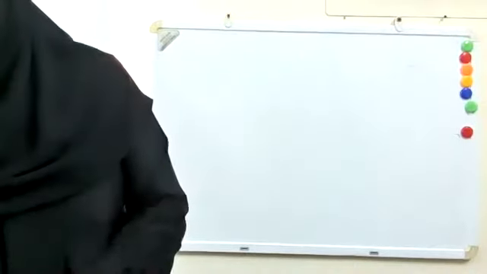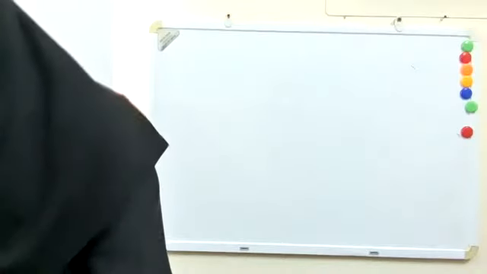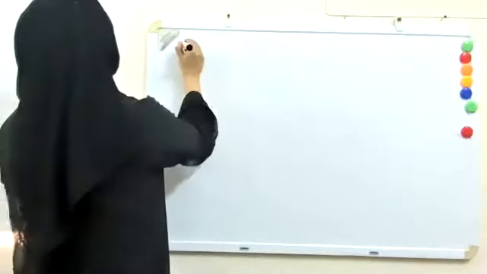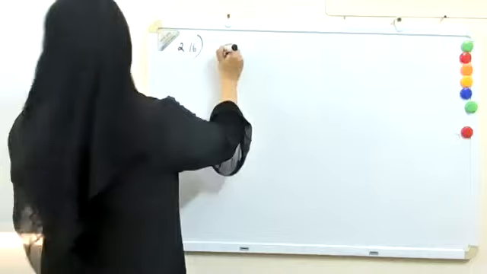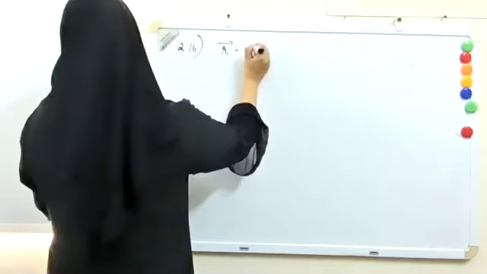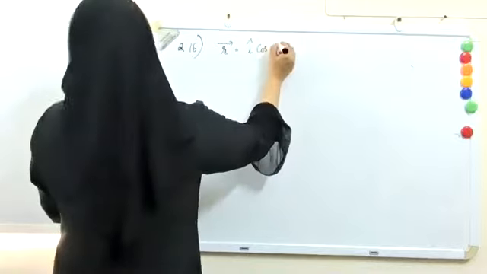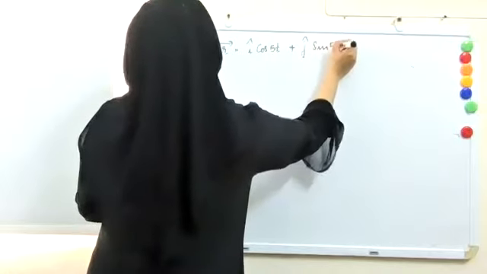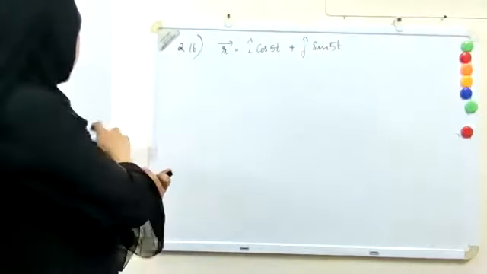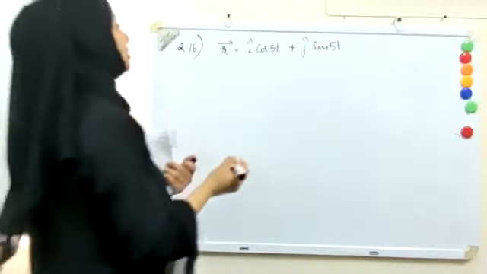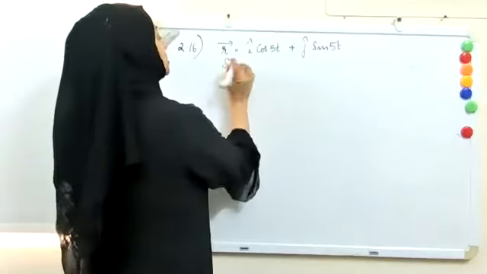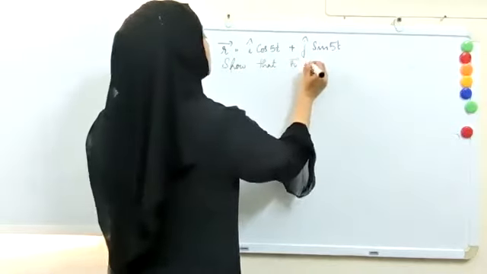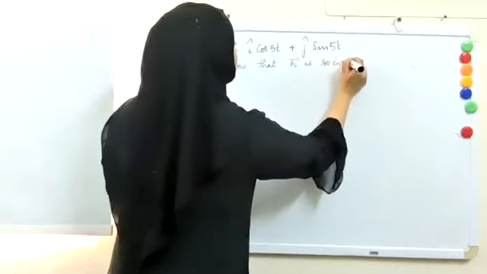So let me consider a problem. 2.1.6. A position vector R is given as equal to i cos 5t plus j sin 5t, and show that vector field R is solenoidal. So show that R is solenoidal.